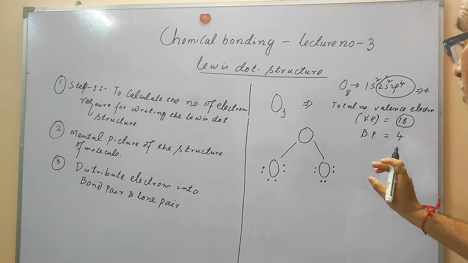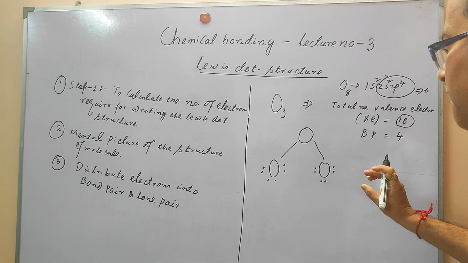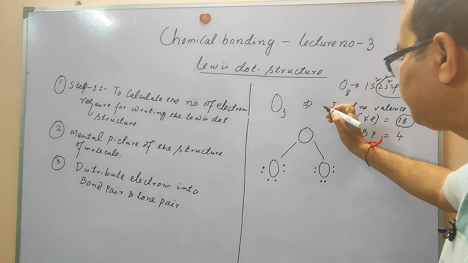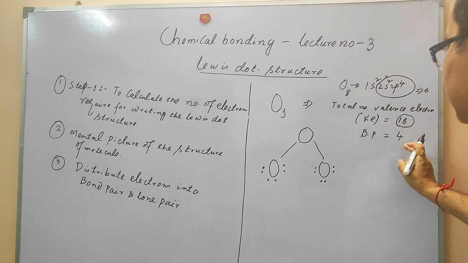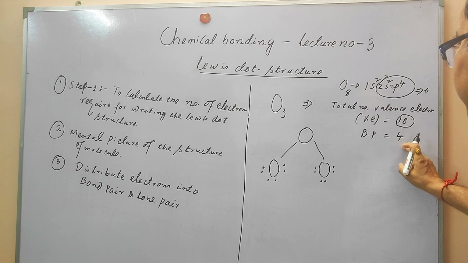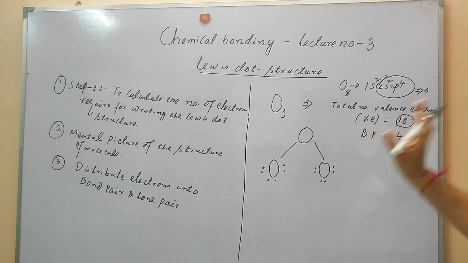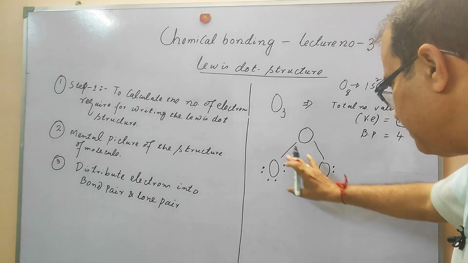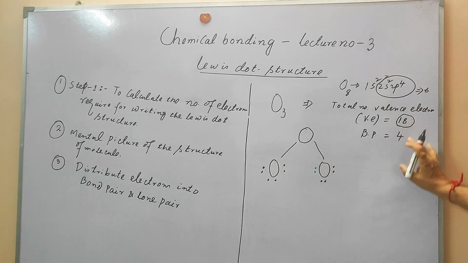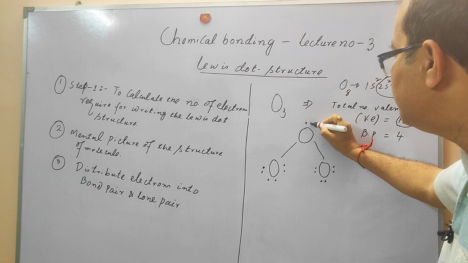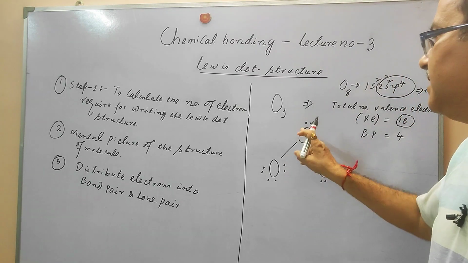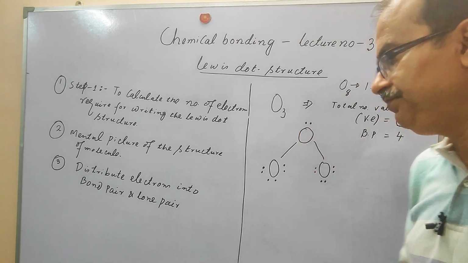12 electrons we have utilized. Now we are going to utilize 12 electrons. 12 plus 4 means 16 electrons we have utilized. This is total 12 electrons and 16 is utilized. We are left with only 2 electrons. So we put these 2 electrons on this central oxygen atom.